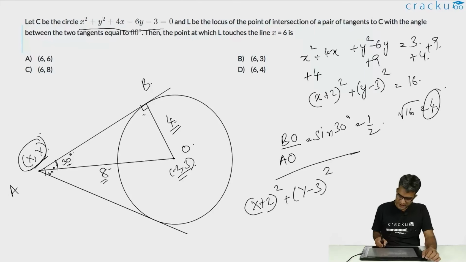Now what are we required to calculate? What is the point at which this locus touches the line x is equal to 6? Basically we are saying, what is the point of intersection of this curve, which is basically a circle, and the line x is equal to 6.